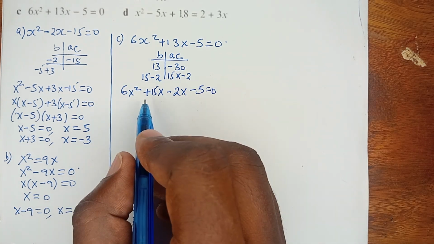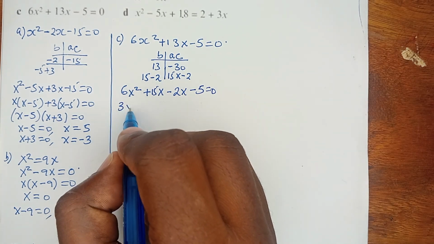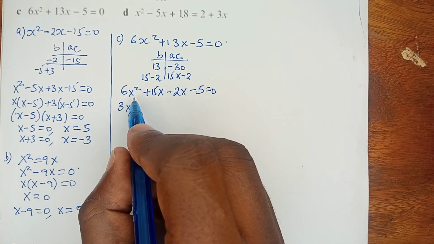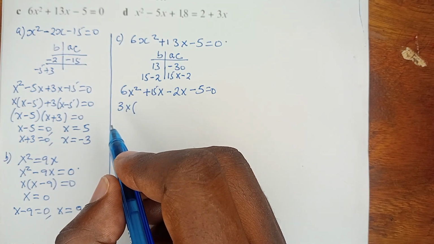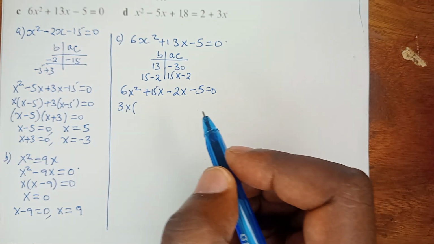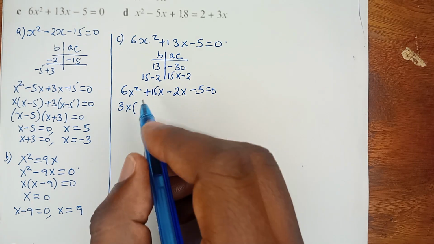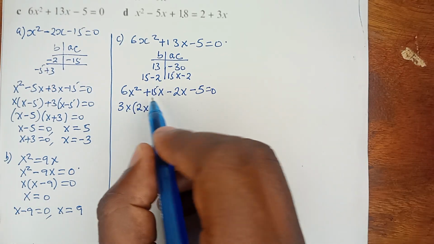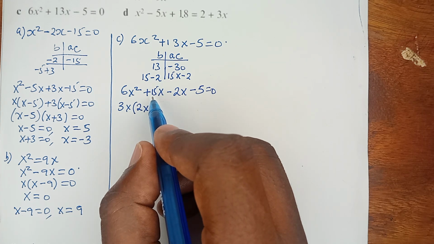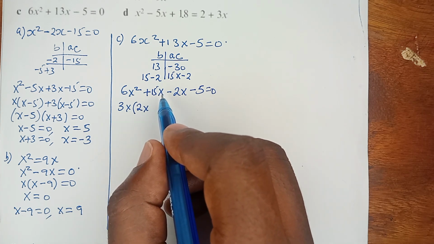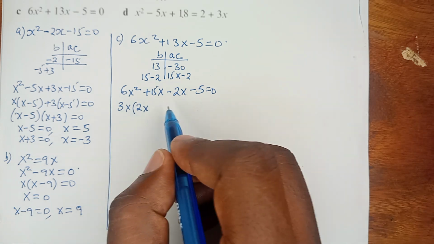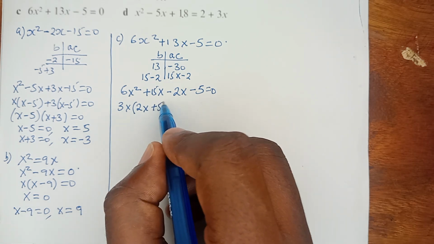And what is common in the first two terms is simply 3x. And 6x squared divided by 3x is simply 2x. And 15x divided by 3x is 5, so we have 2x plus 5.